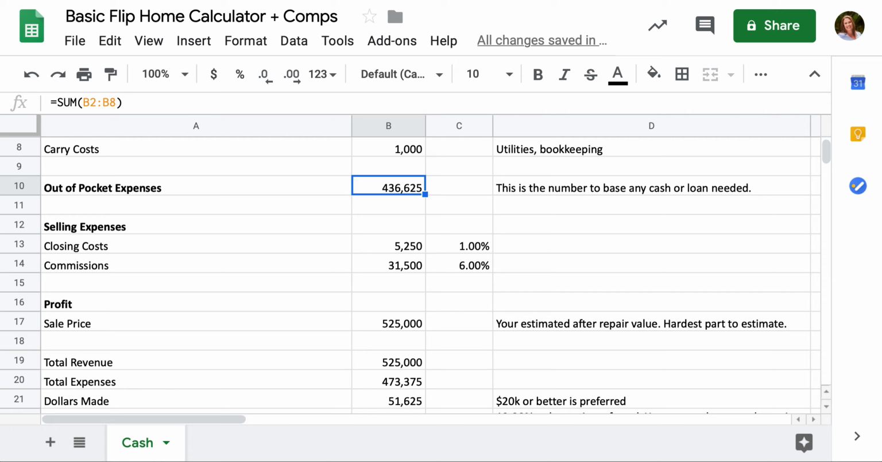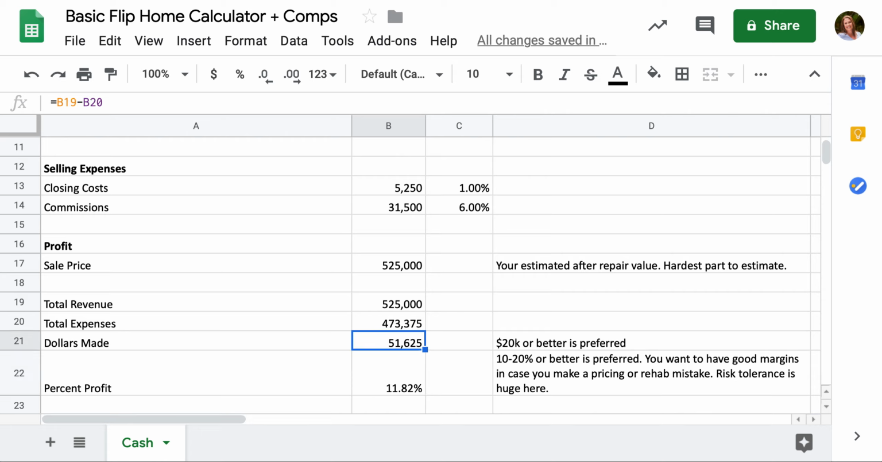So it's not like the seller or the flipper is going to have to come up with that money out of pocket. So that's why I do it that way. And so we've got sale price of $525,000, and again, you've got to be good at estimating that. You'll hear it called like ARV, which means after repair value, or FMV, fair market value. So then we're going to calculate some returns here.